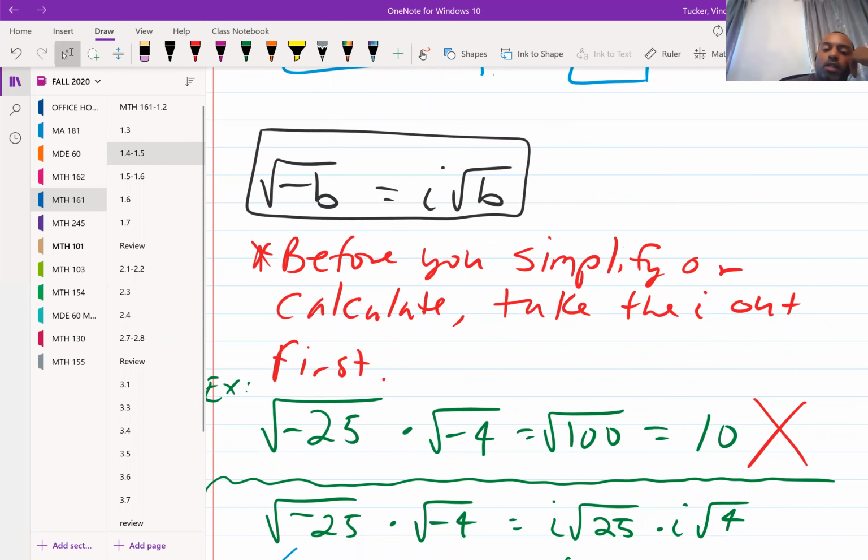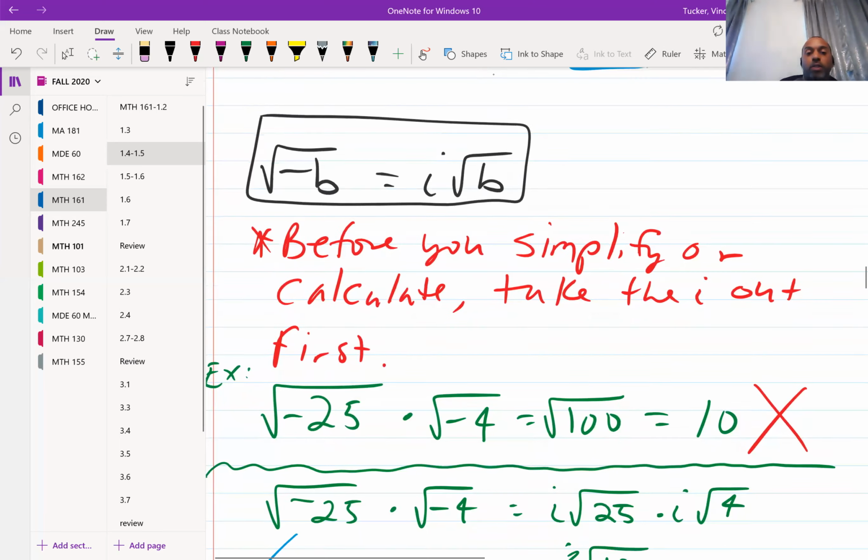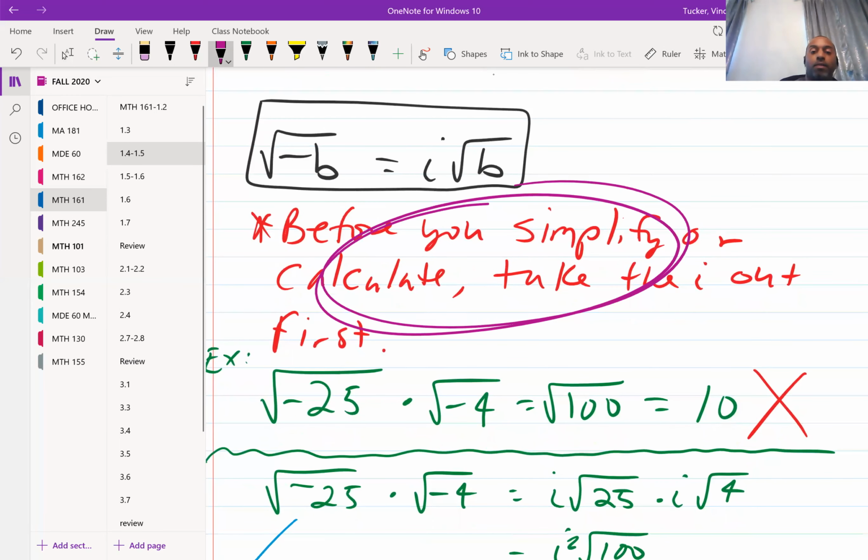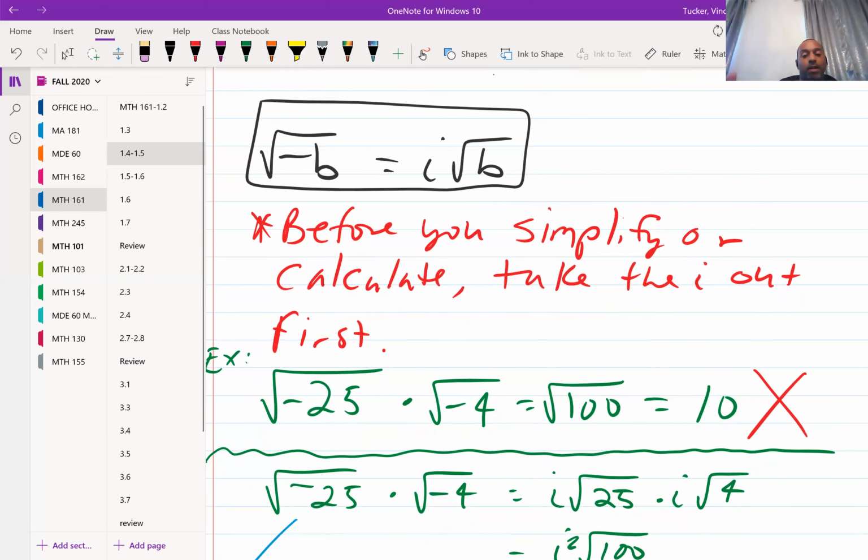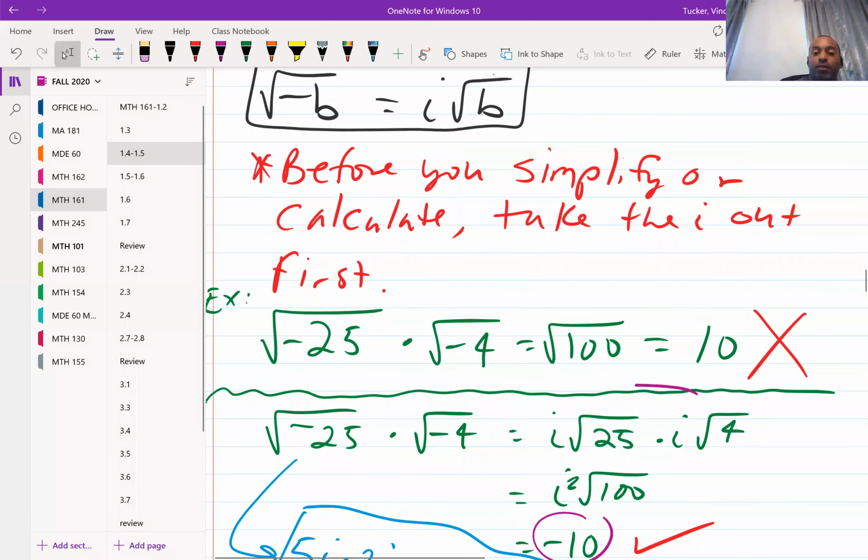All right. So if I had the square root of -25 times the square root of -4, if I were to multiply them in their current state, -25 times -4 is +100. Then that would give me the square root of 100, which is 10. And so that's incorrect. So the first thing you want to do, we hold true to this right here. Before I go to multiply, simplify, calculate, take out the i's first.